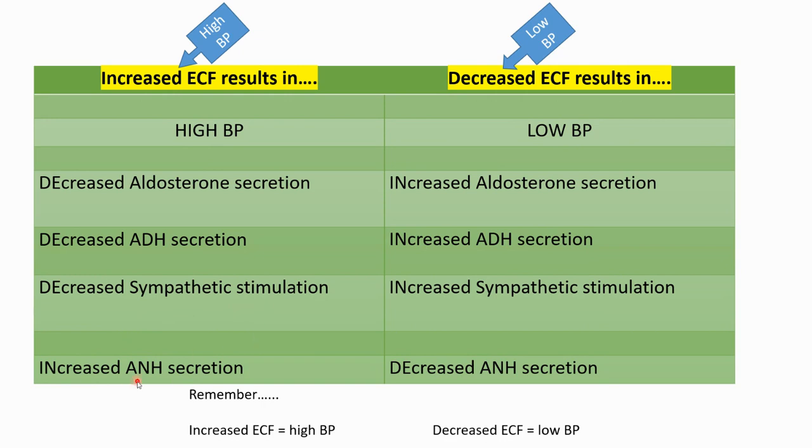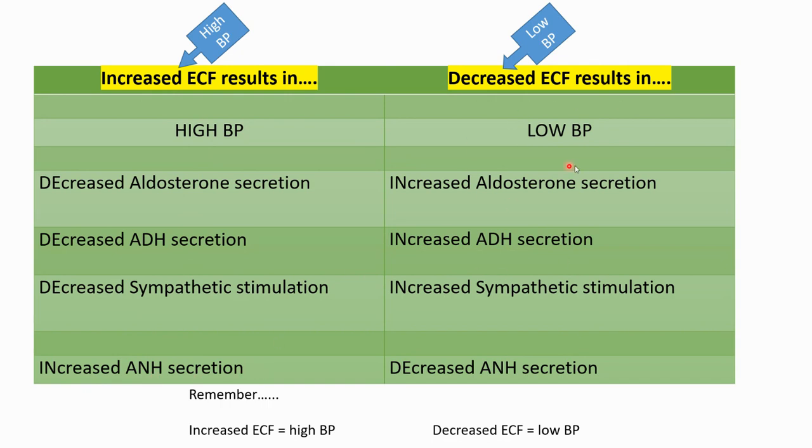And then you're going to increase atrial natriuretic hormone, or atrial natriuretic peptide, from the heart. Remember, this one right here does the opposite of everything else. So if everything else is trying to lower blood pressure, this one's the only one that's going to be secreted when blood pressure is high, and it will result in lowering blood pressure.